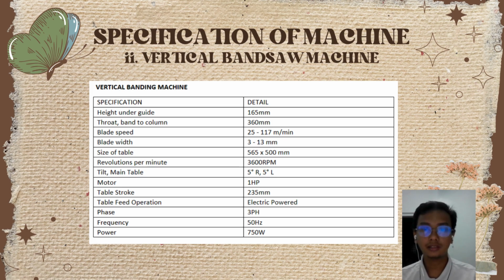Revolution per minute is 3600 rpm. Motor 1 horsepower. Power 750 watt.